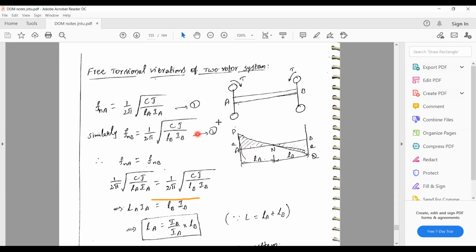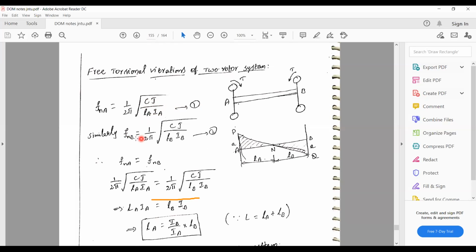So now we have to write our natural frequency of free torsional vibration formula. At the rotor A, f suffix na is 1 by 2 pi into square root of Cj by La Ia. So that means q_t is replaced with Cj by L. There is no difference between this one and the earlier one. q_t is replaced with Cj by L. So that is Cj by La Ia. Let us take this as equation number 1.